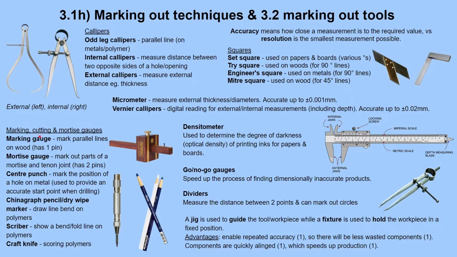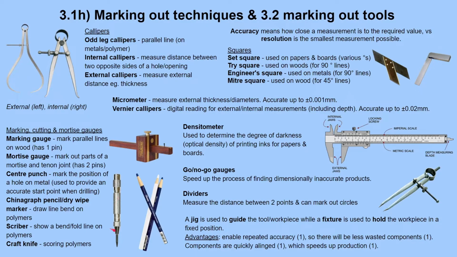And then here, marking, cutting, and mortise gauges. So a marking gauge has one pin. A mortise gauge has two pins. That's the only difference. So here is a marking gauge, it has one pin, used to draw parallel lines. A mortise gauge is used to draw a mortise, for a mortise and tenon joint. Because it has the two parallel lines, you can basically draw out the mortise, and also the tenon using that. It's also adjustable, like the height and stuff.